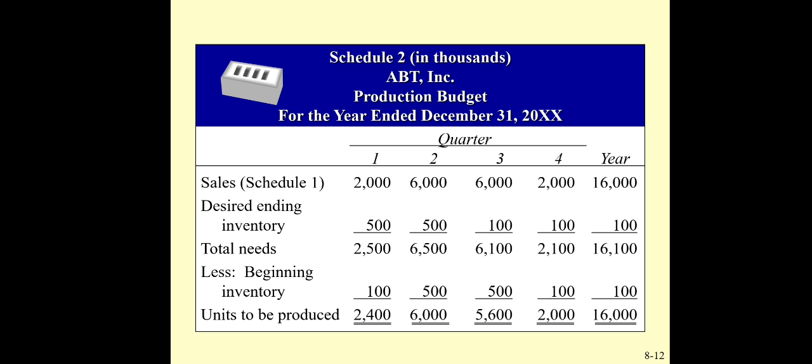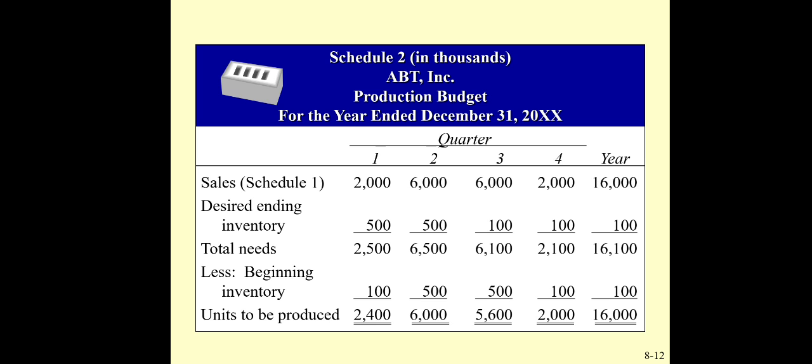If it is a question, then the question will give the data about the beginning inventory also. If the business has just started, then the beginning inventory is 0. If the company existed in the previous year, then the company will have a beginning inventory. So units to be produced is equal to 2.4 million units for quarter 1.